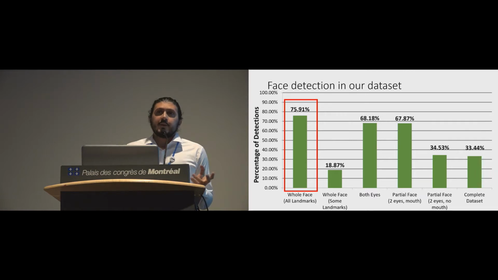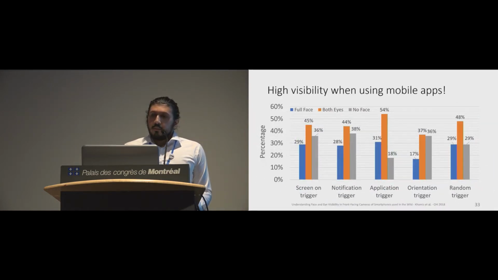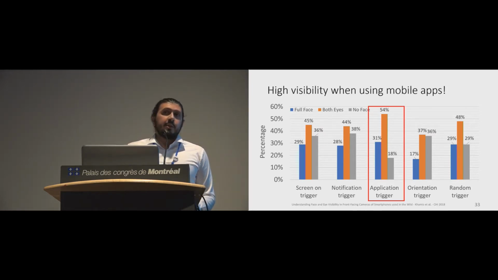And it's not because OpenFace is bad; it's built for specific settings. This again tells us about the suitability of existing methods in the mobile context. When looking at the entire data set, it only succeeded in finding a face 33% of the time. On a positive note, when people are using applications on the phone, there's a higher chance that their face and eyes are visible.